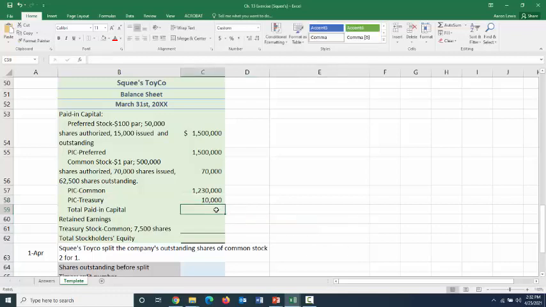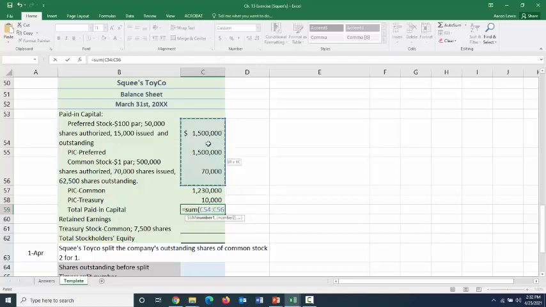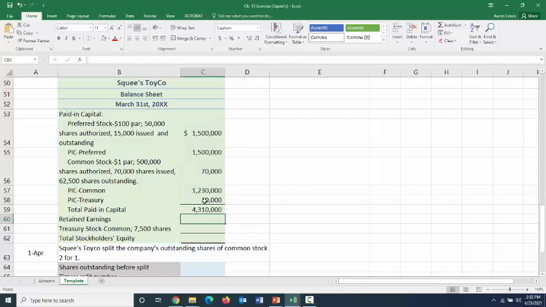And if we go and sum up all of our different components of paid in capital, our preferred stock plus our PIK preferred plus our common stock plus our PIK common plus PIK treasury, we come up with a total of $4,310,000. That is the amount of capital that Squeeze has raised through any kind of transaction involving preferred stock, common stock, or the profit that we got off the sale of treasury stock. That is one portion of our stockholders' equity.